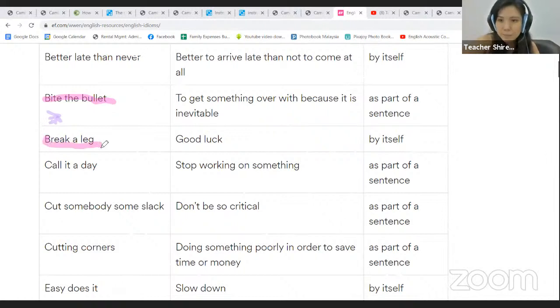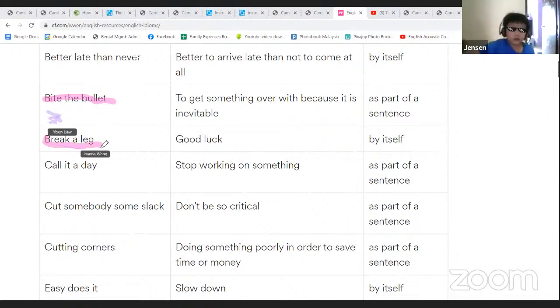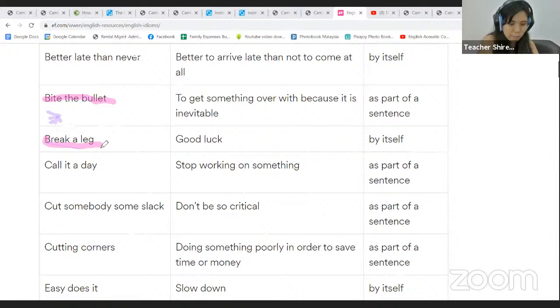Next, read. Break a leg. Good luck. Okay, so break a leg means good luck. This is easy. Do you think you can give me an example?